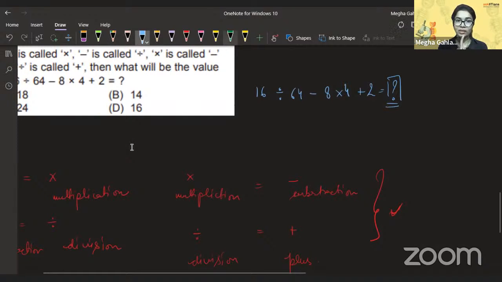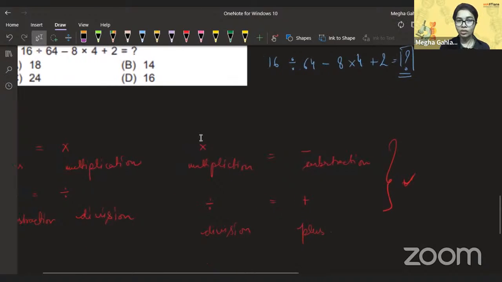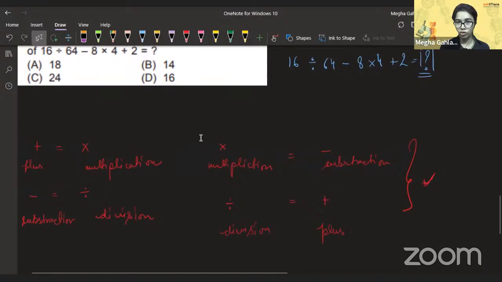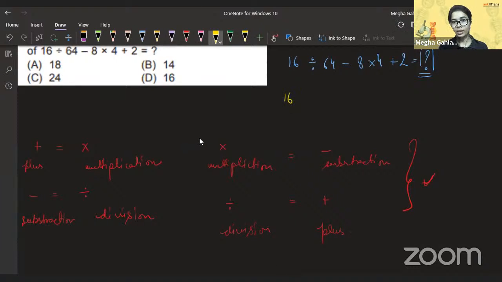Before solving this equation that we have at hand, you need to change the signs according to the question's instructions. So 16 divided by, that means 16 plus 64, according to this one over here. Minus basically has been changed to division, so 64 would be divided by 8. Into has been changed to subtraction, that means minus 4, and plus basically means multiplication into 2, and then the answer will be given, right?